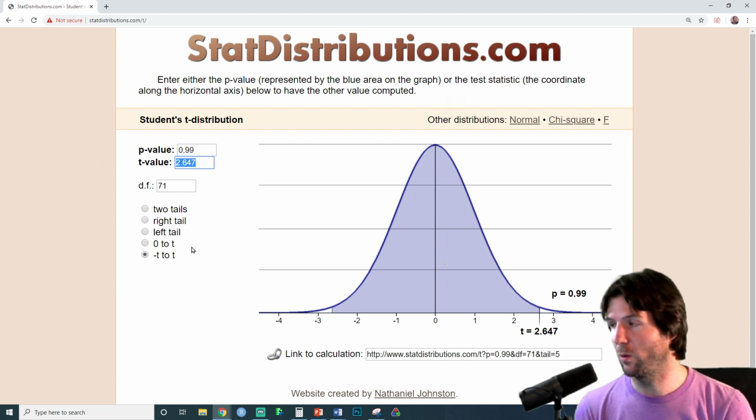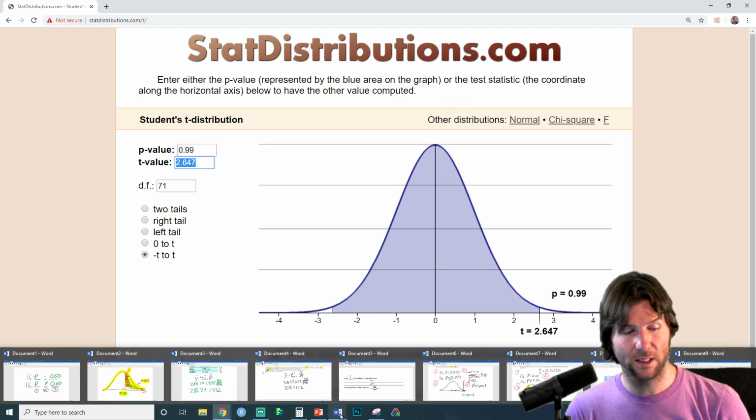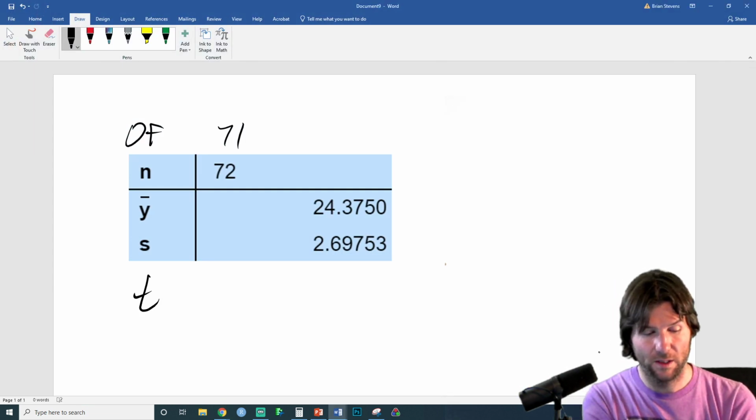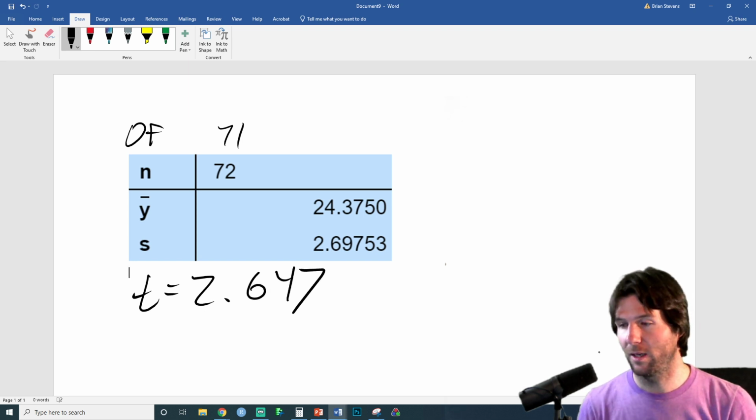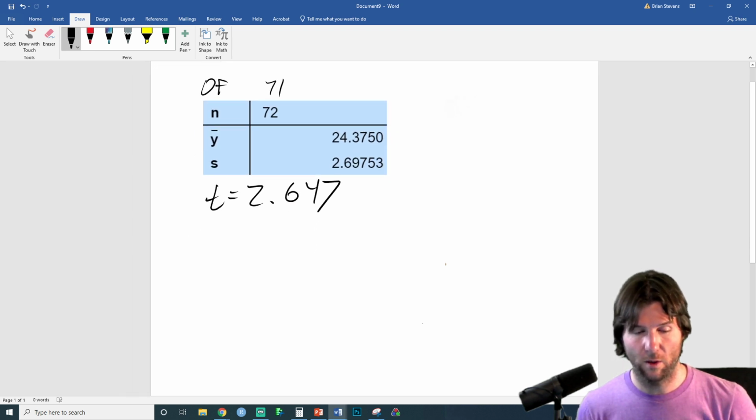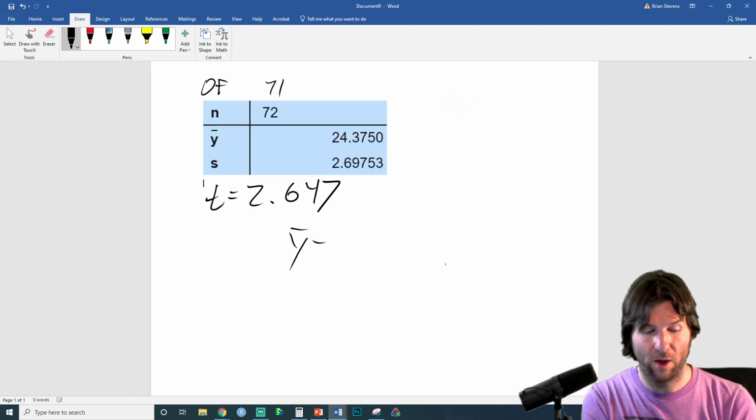So here is my t-score. Let's go ahead and start writing this down. 2.647. So my t-score is equal to 2.647. So let's go into this and start writing the equation. Y bar plus or minus t star with n minus 1 degrees of freedom, s over square root of n.